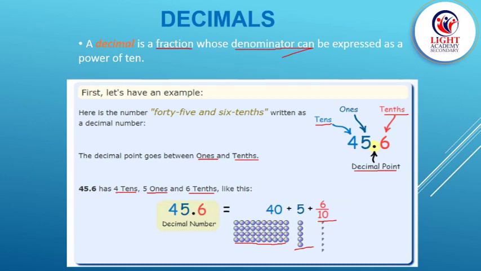You can check how many rows we have: 1, 2, 3, 4 rows. We can say it is a tennis ball. How many balls do we have? 10. And how many rows are there? 4. So it means there are 40 tennis balls, and 4 tens, 5 ones, and 6 tenths. So we can understand from here how 45.6 is written: 4 tens, 5 ones, and 6 tenths. Okay, so let's go for another example.